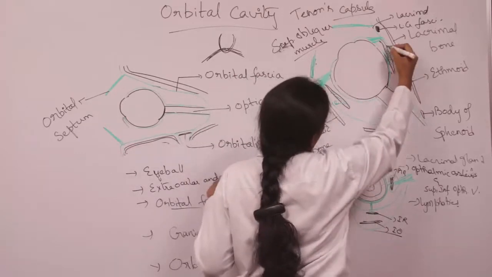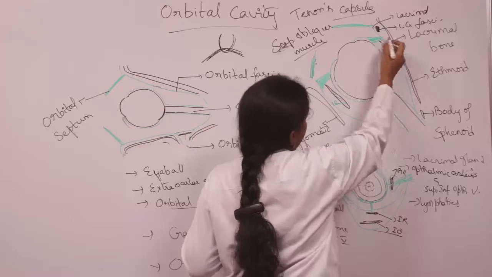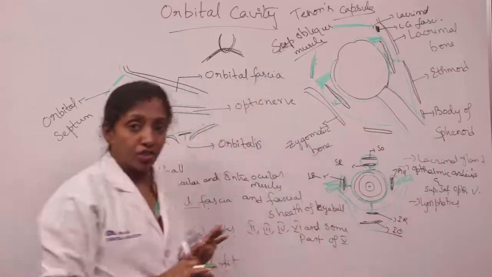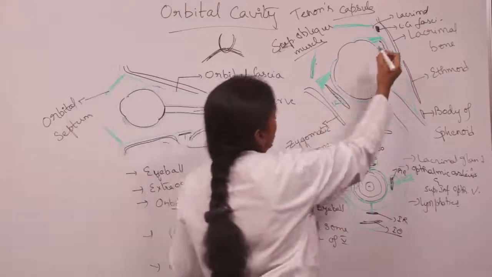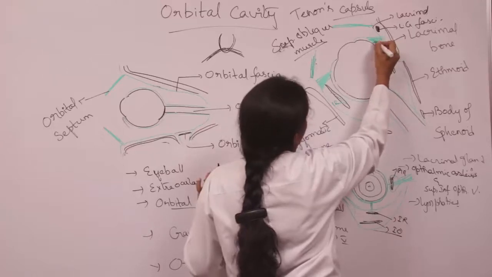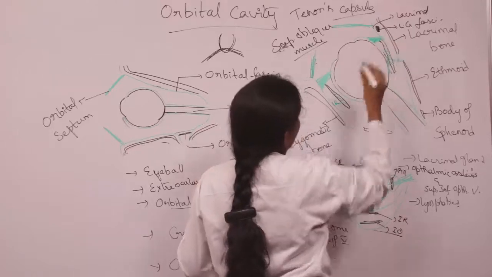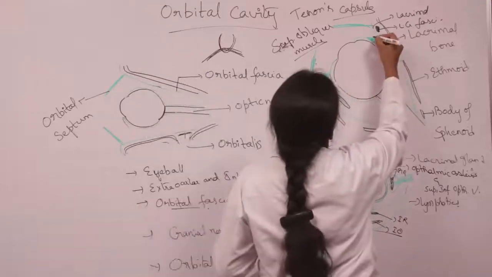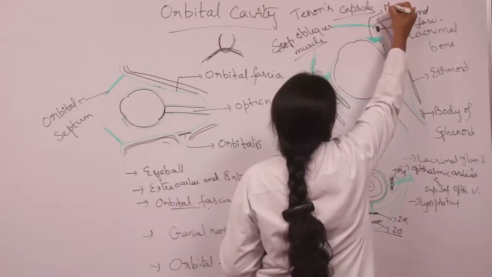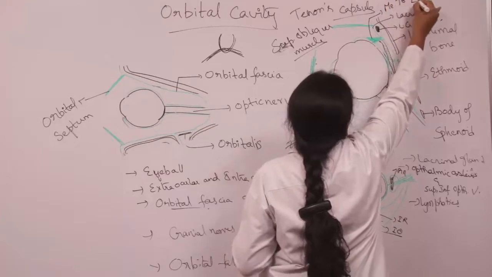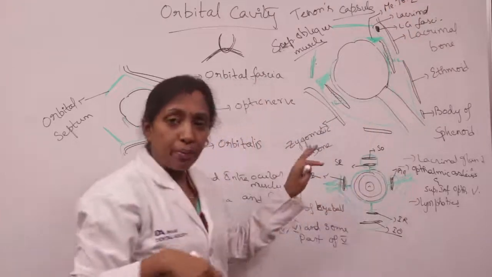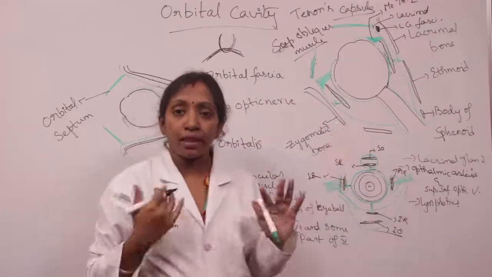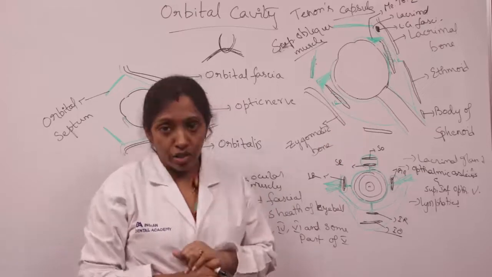From the facial sheath of the medial rectus, it sends a triangular flap-like extension which is attached to the lacrimal bone. This one we call the medial triangular ligament. And what is the medial triangular ligament? It is nothing but the extension of the facial sheath of the eyeball.